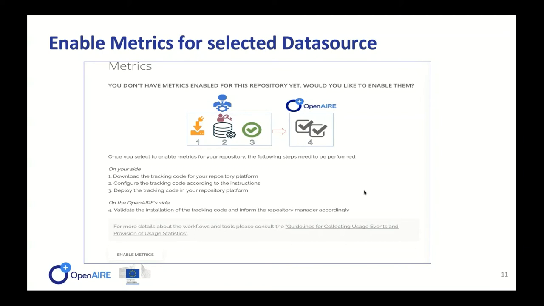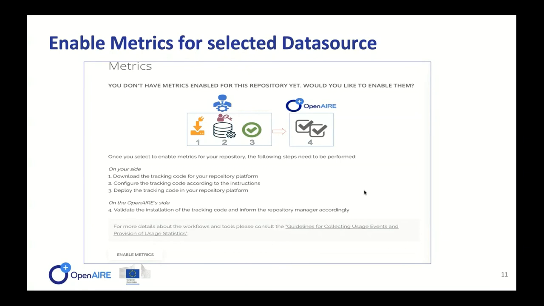On the OpenAIRE side, we have to validate the installation of the tracking code by confirming that we are receiving software usage activity, and accordingly inform the repository manager that everything is okay.